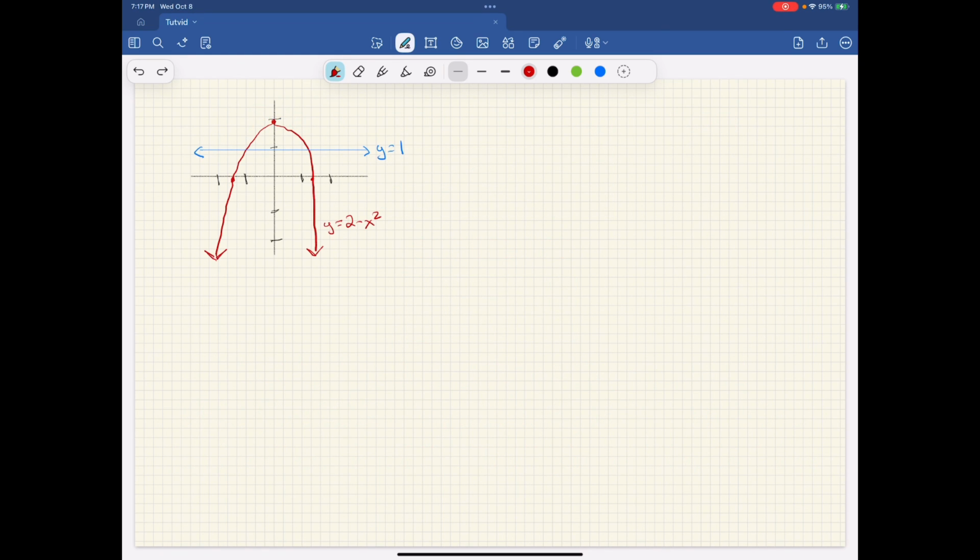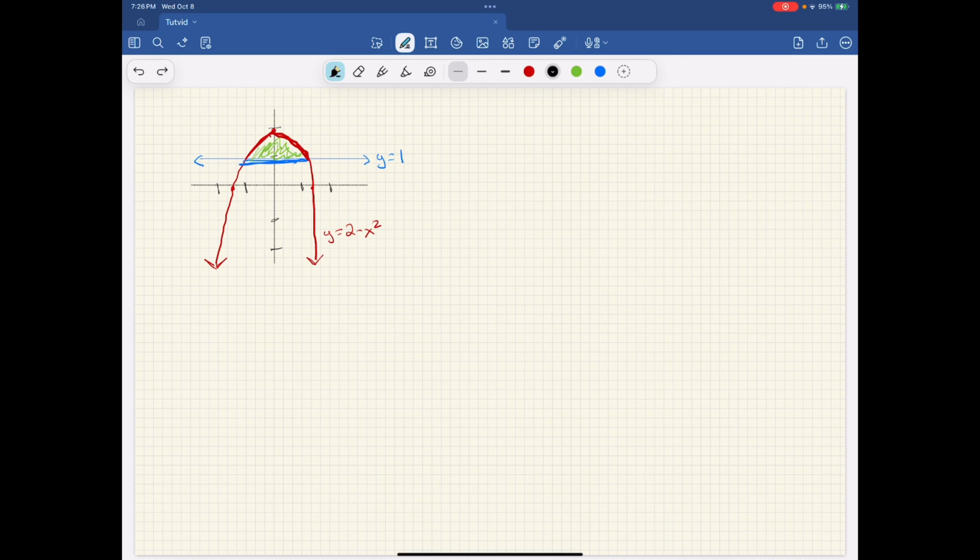Here's a very rough sketch of the two functions, and we can see the area enclosed by the curve and the line. So the part of the curve y equals 2 minus x squared that encloses the area is this part here. And the part of the line that encloses the area is this part of the line here. And we can see that the area enclosed, we'll just fill that in green, is just this area right here.